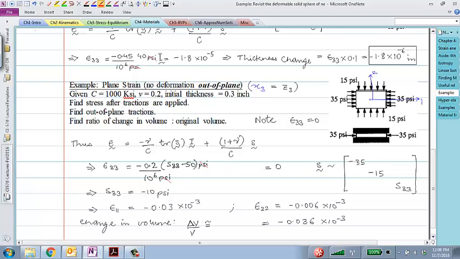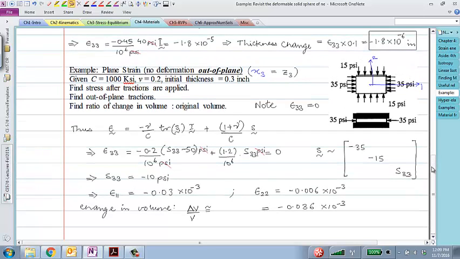The psi units go away, plus 1.2 divided by 10 to the 6 and S33, also in psi, so that will go away. And we know that the state of strain in the third direction has to be 0. That immediately gives me an equation to calculate S33, and you will find that S33 turns out to be negative 10 psi. What does negative 10 mean, by the way? Compression, right? Positive tractions and positive components of stress mean tension; tension positive is the convention in mechanics generally.